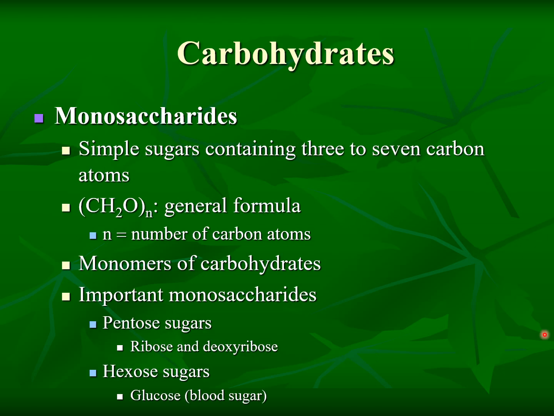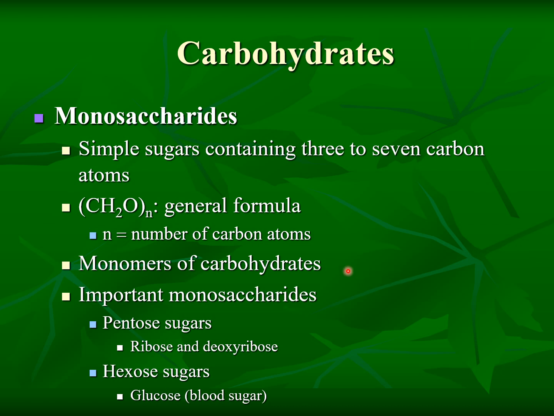So we look at the monosaccharides. These are the simplest sugars, usually having anywhere from 3 to 7 carbon atoms. The general formula is, as you can see here, CH2O, meaning for whatever number of carbons you have, multiply by 2, that's how many hydrogens you would have. And you would have the same number of oxygens as carbons. So glucose, which is the most common monosaccharide, the most common sugar used, is C6H12O6.